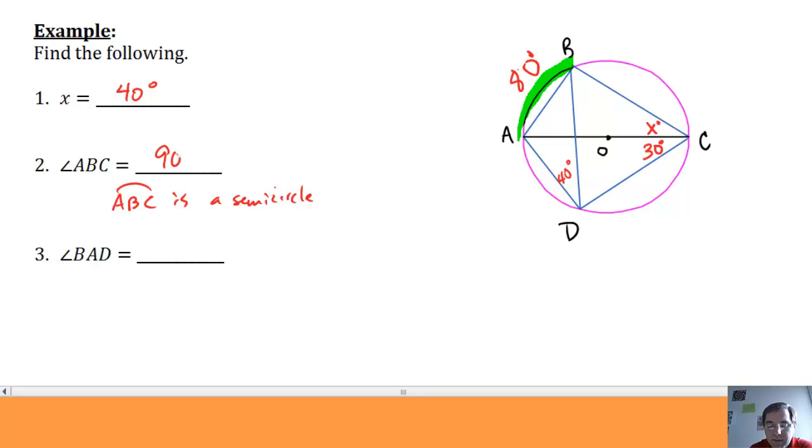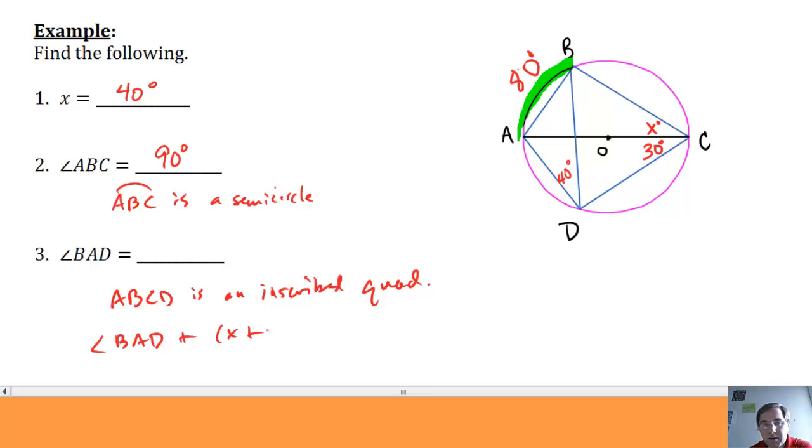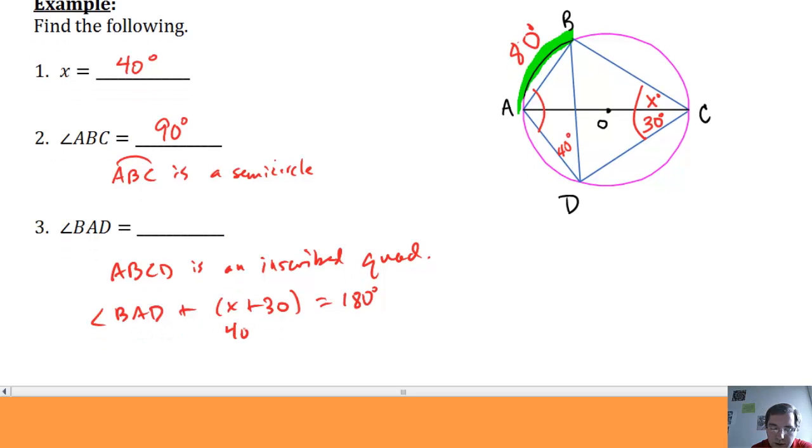And angle BAD, well, we've got a quadrilateral. ABCD is an inscribed quadrilateral. So its opposite angles must be supplementary. So angle BAD plus angle BCD, which is x plus 30, must equal 180 degrees. The opposite angles, this and this, added together must be supplementary. They must be 180 degrees. But we know x is 40 degrees. So we've got 40 and 30 makes 70. Angle BAD plus the 70 must be 180. It means angle BAD must be 180 minus 70, or 110 degrees.